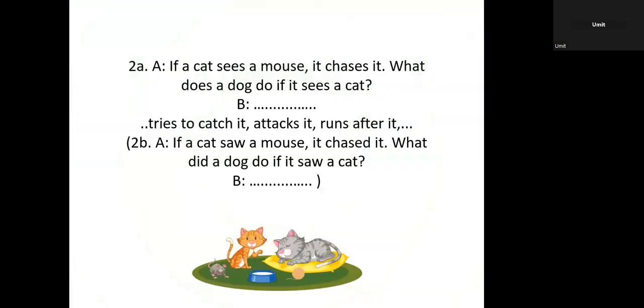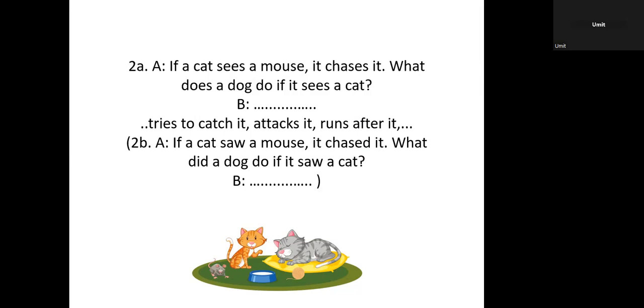Okay. Dialogue 2. If a cat sees a mouse, it chases it. Present, present. What does a dog do if he sees a cat? Yes, again, just like the cat does when it sees a mouse. When a dog sees a cat, it chases it, it follows it, it runs after it. This is quite natural. It's a fact.